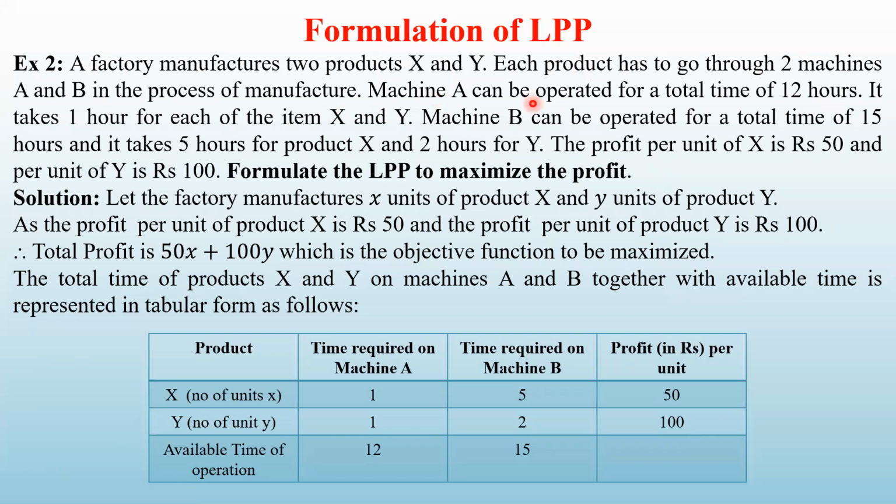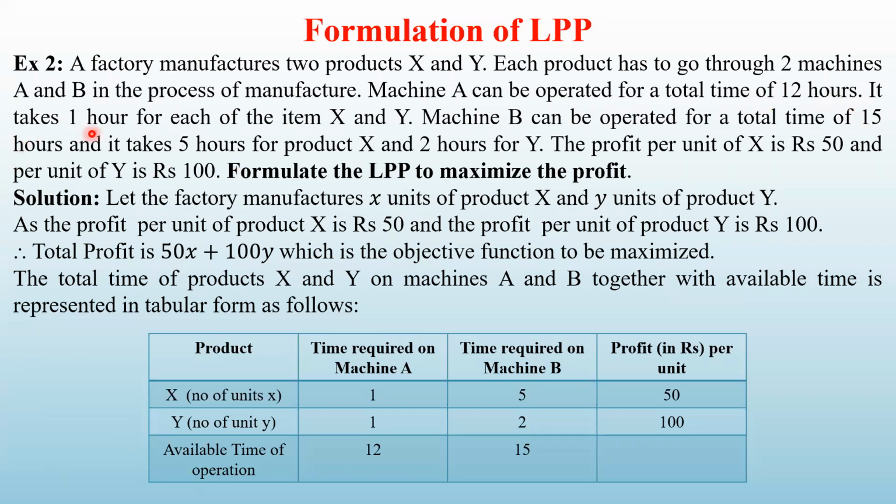Machine A can be operated for a total time of 12 hours. Now देखो मशीन की भी एक कैपेसिटी होती है. मशीन A कितनी देर तक ऑपरेट हो सकता है? 12 आवर्स होगी. अगर आपने उसको 12 घंटे से ज्यादा चलाया तो मशीन में ब्रेक डाउन. ओके, तो मशीन A की कितनी कैपेसिटी है? It can be operated for maximum 12 hours, total time of 12 hours. 12 से ज्यादा घंटे चलाया तो खराब हो जाएगी.